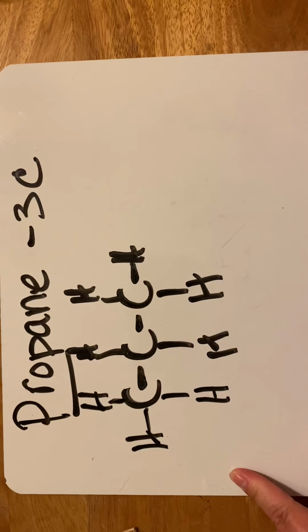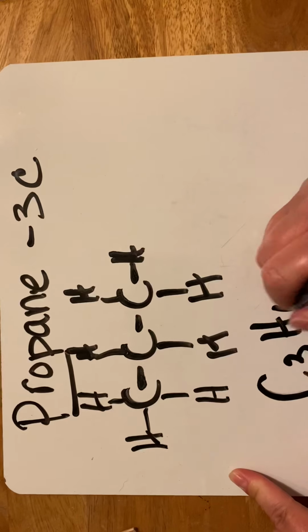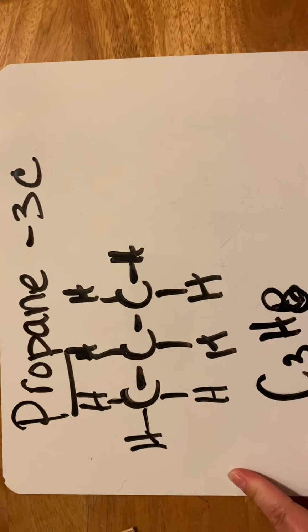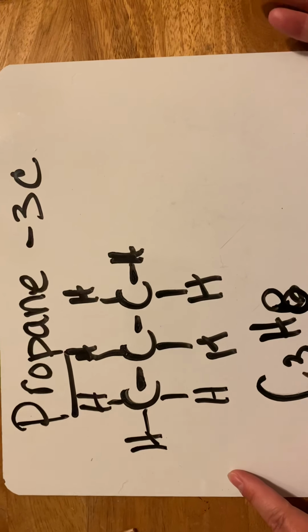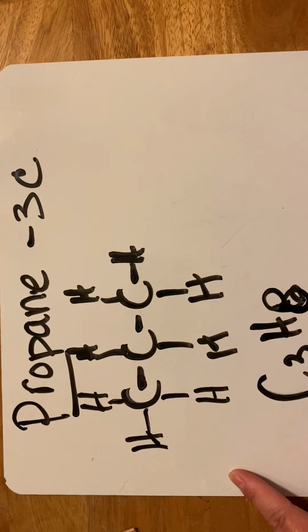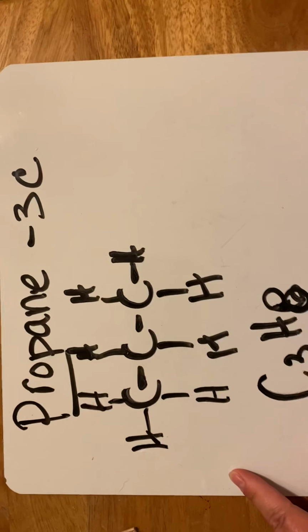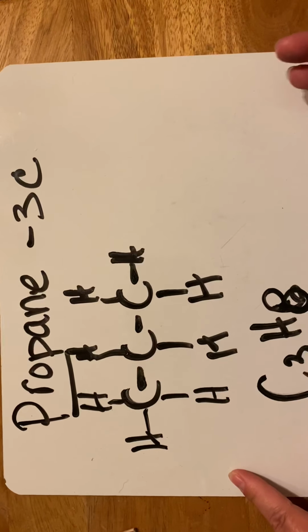So the molecular formula would then be C3H6. This is not 6, this is actually 8. One of the ways in which you can do this is there's kind of a formula. You take the number of carbons times 2 and then add 2 on the end. So 3 times 2 is 6 plus 2 is 8. So C3H8.